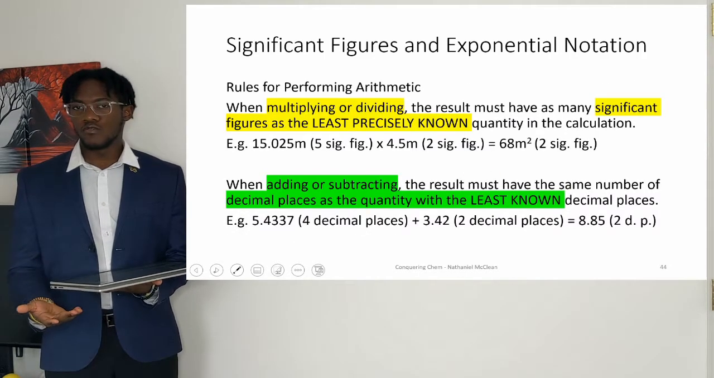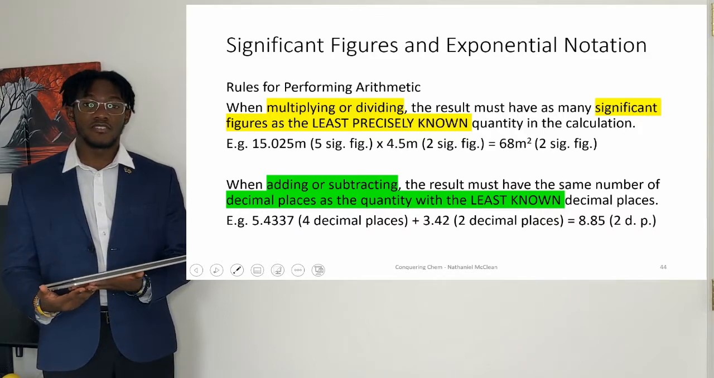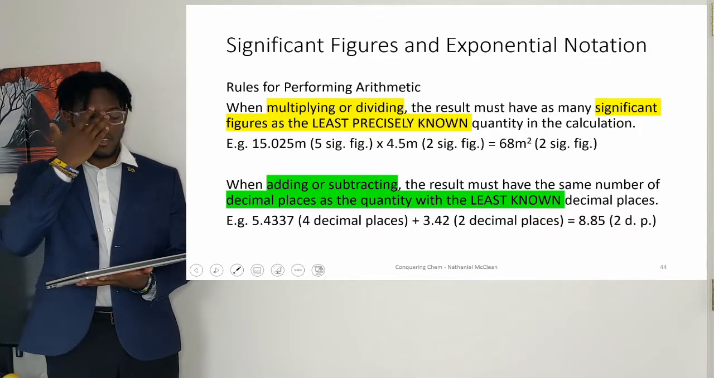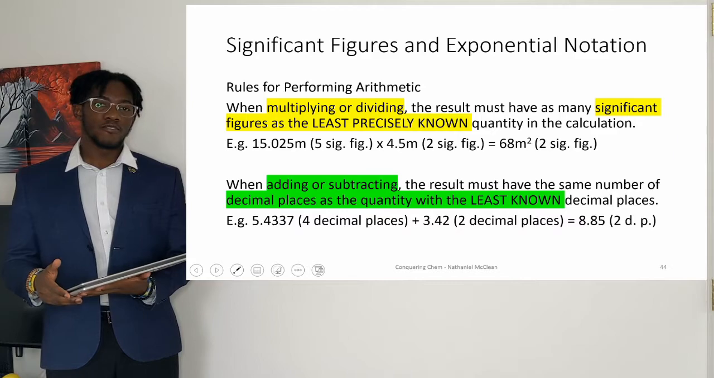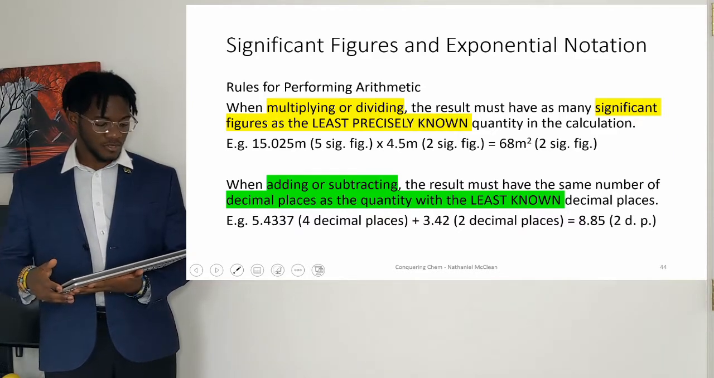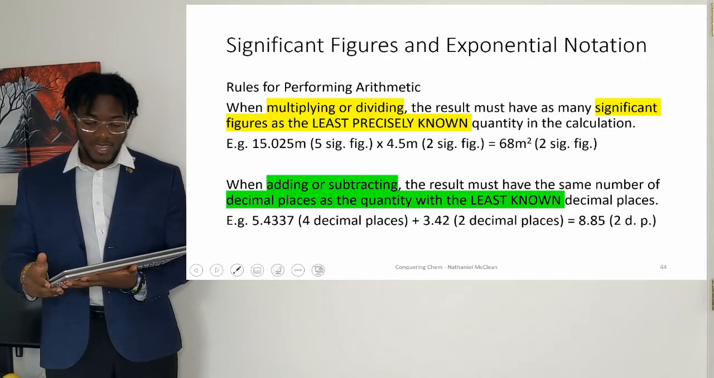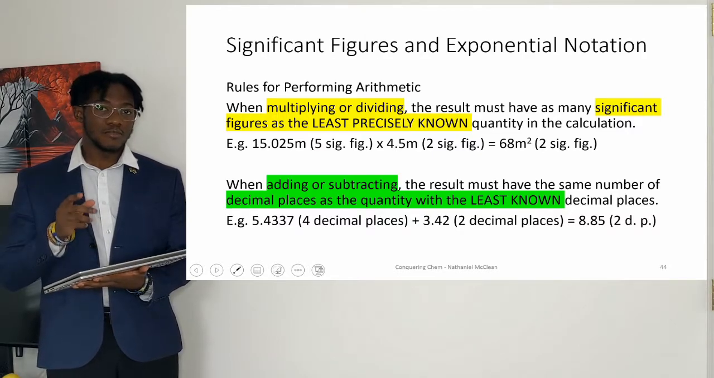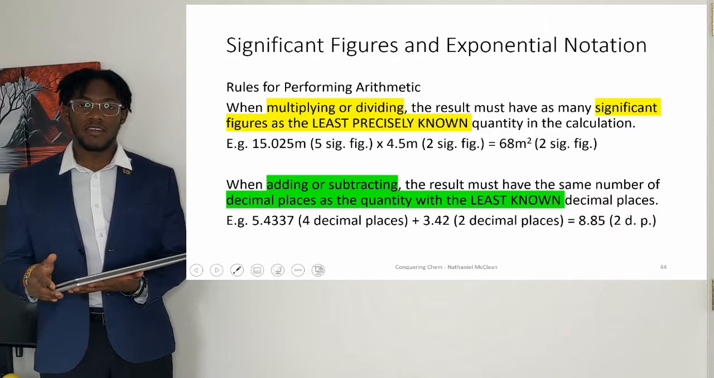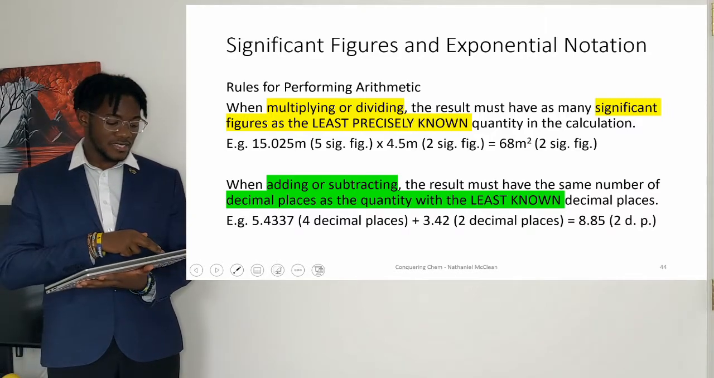And finally, the rules for determining the number of significant figures or decimal places when doing arithmetic. The first rule applies to whenever you multiply or divide values. And it reads, when multiplying or dividing, the result must have as many significant figures as the least precisely known quantity in the calculation. And we can see that in the example below.